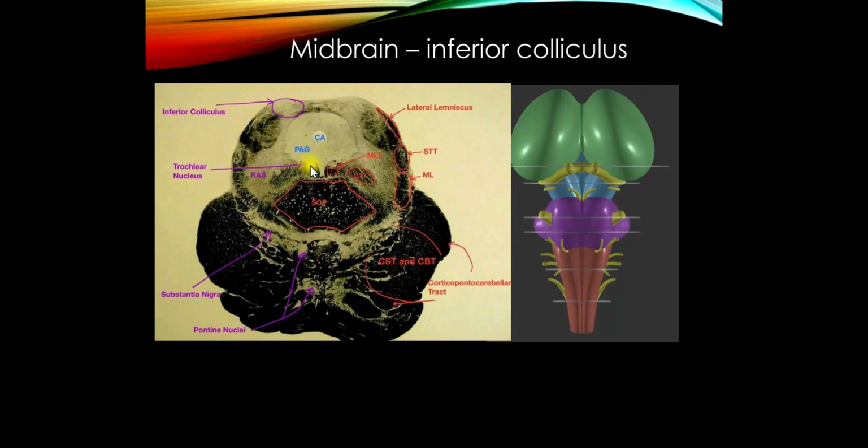We can see the trochlear nucleus right here. So this is a very dorsal nucleus here, and we'll see on the next slide how the nerve actually wraps around like this, kind of crosses over. It's the only cranial nerve that crosses. All of the others supply ipsilateral structures.